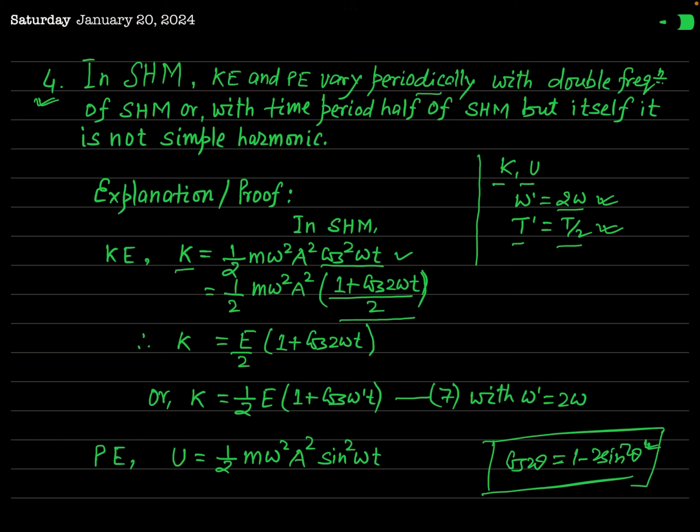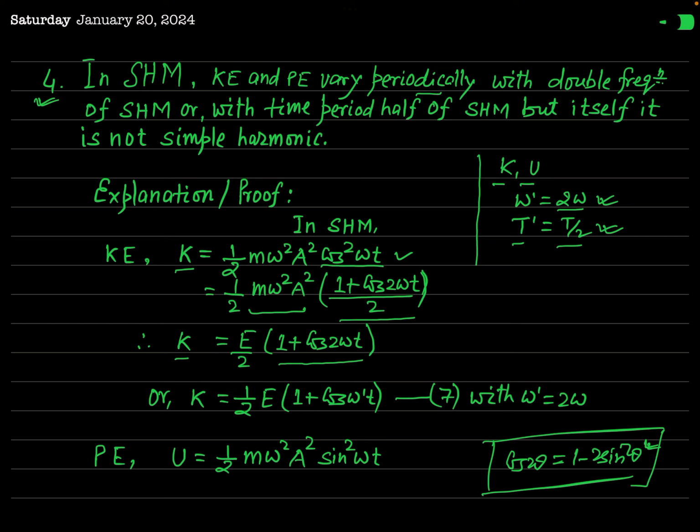Okay. And this half m omega square a square, what is this? Can you say? This is the total energy. So instead of half m omega square a square, you can write E. So this expression can be written as K equal to E over 2 times 1 plus cos 2 omega t.